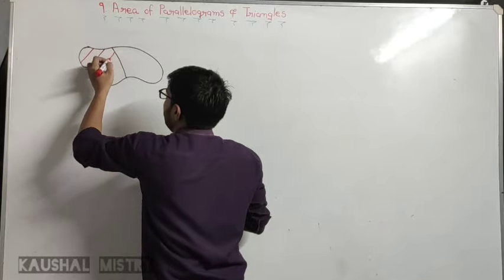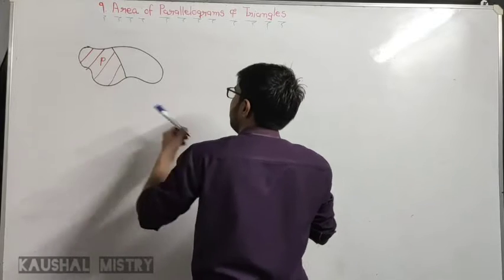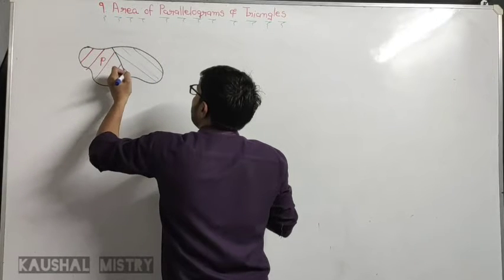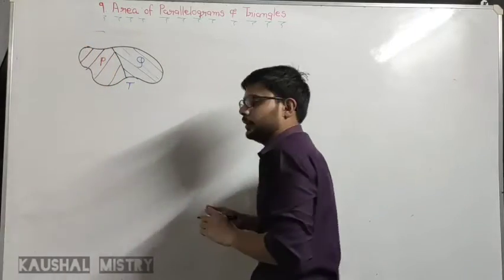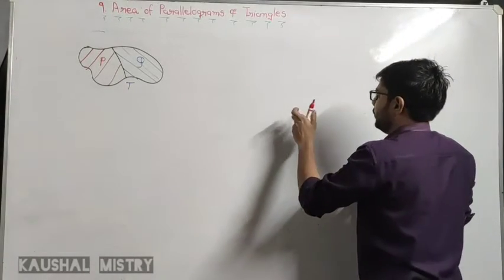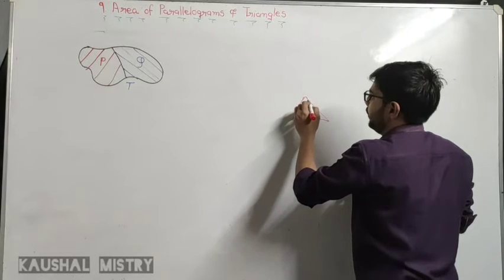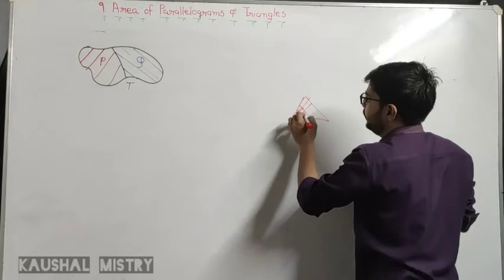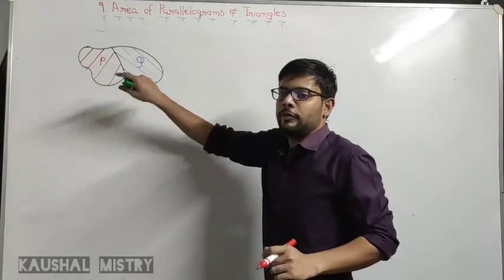non-overlapping parts. This will be our region P, and here this will be our region Q, and this whole figure is our figure T. Then these two areas are non-overlapping. Overlapping means that if we take this triangle, these two, area of this small triangle plus area of this quadrilateral, that means this part is overlapping, but here none of the parts is overlapping.